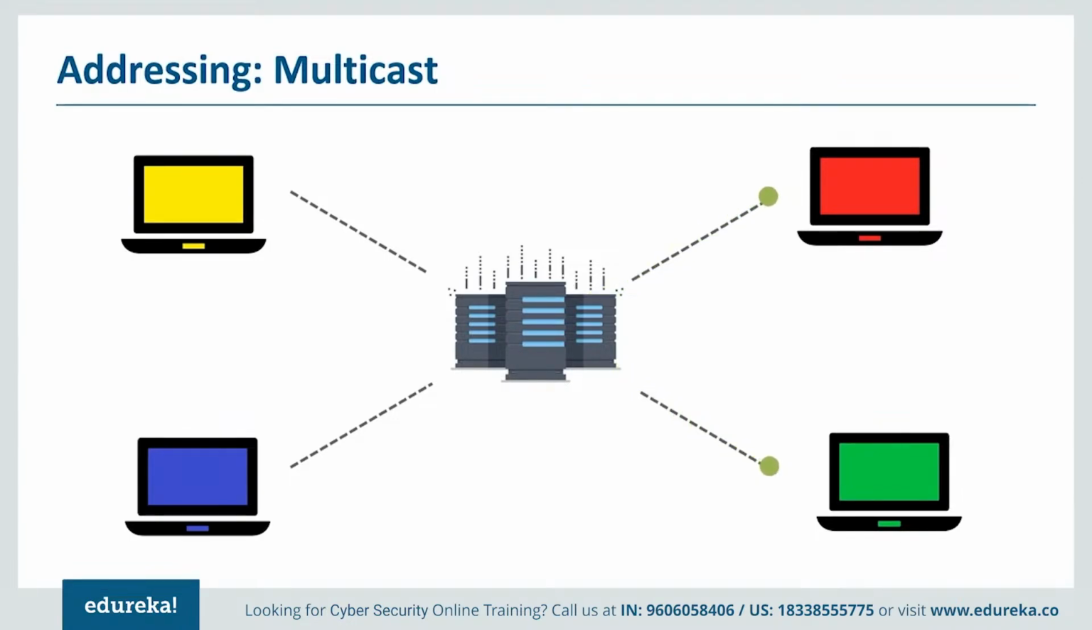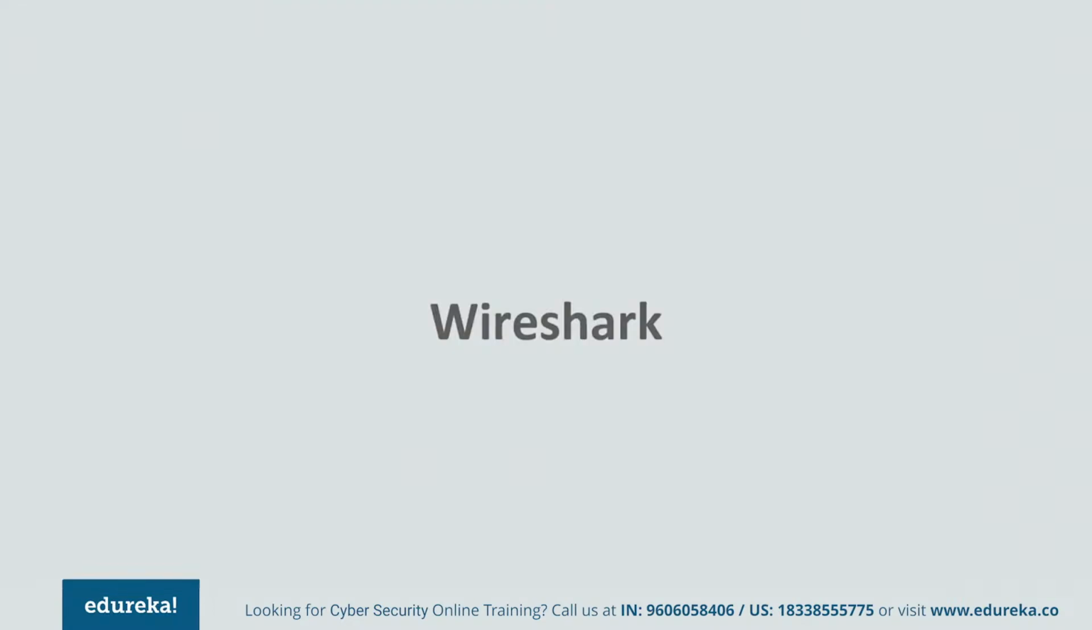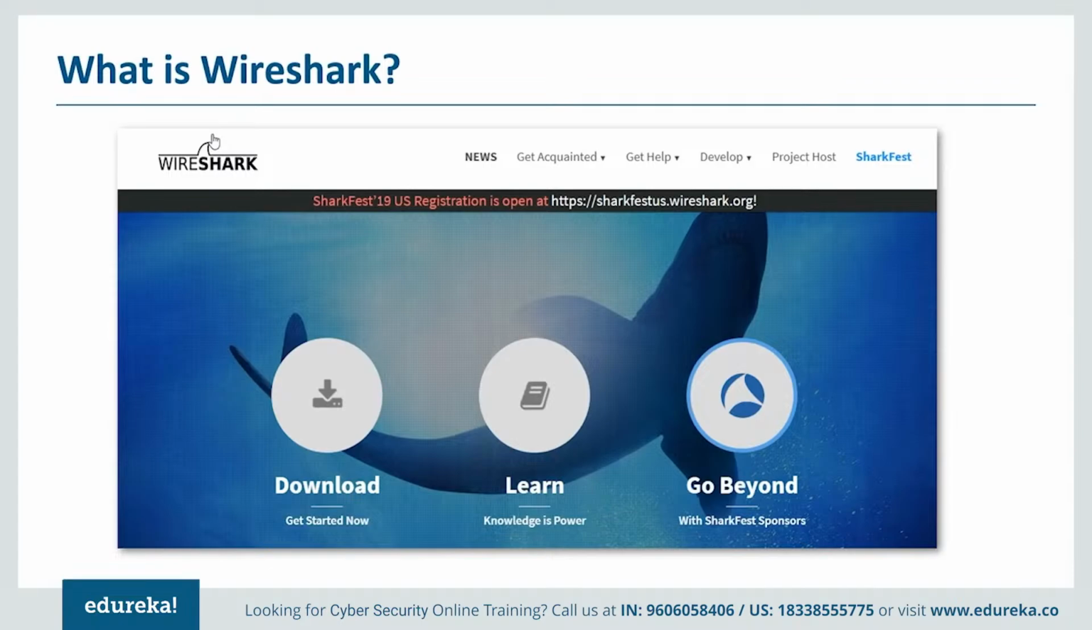So those are the three modes of addressing: unicast, broadcast, and multicast. Okay, now moving on. Let's look into the tool that we just used to understand UDP, that is Wireshark. So what exactly is Wireshark?